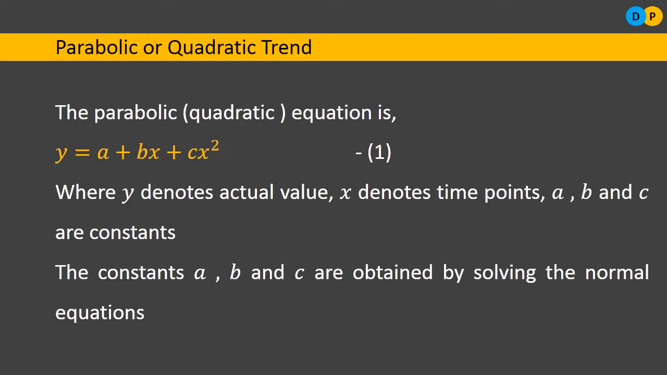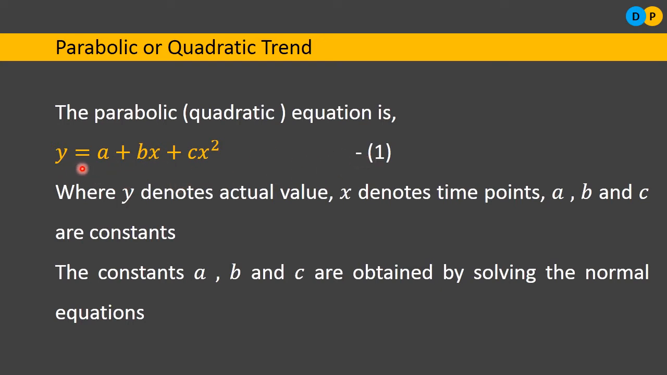So here, first of all, let us know what is meant by the quadratic equation or parabolic equation. The mathematical equation is y is equivalent to a plus bx plus cx square. So this equation is referred to by the name quadratic equation or parabolic equation. Let us consider this equation as 1.